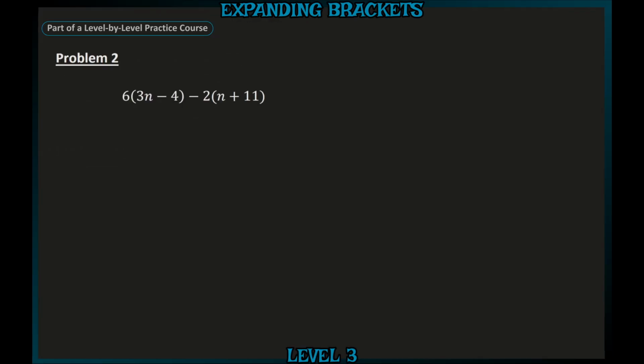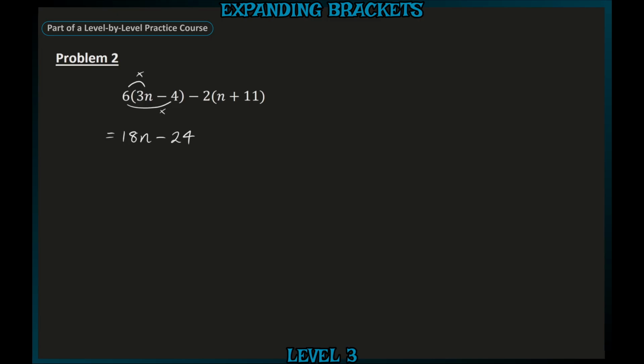In problem 2, we're again expanding and simplifying an expression that has two separate brackets in. So we're going to expand each one separately to start. Starting with the first bracket, we have 6 multiplied by 3n, and this gives us 18n. Next, 6 multiplied by negative 4 gives us minus 24.